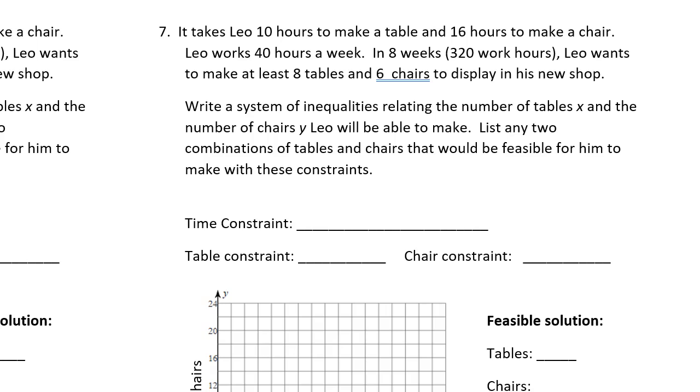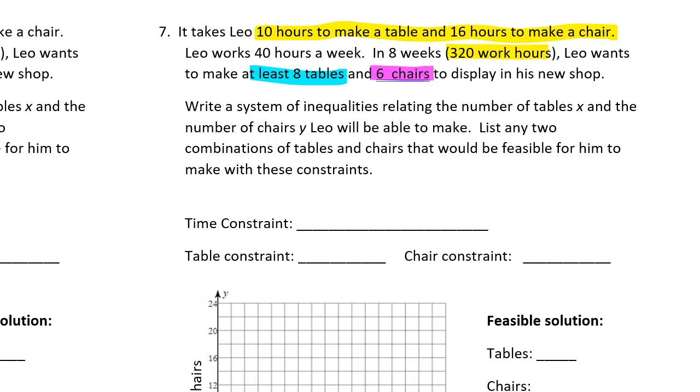So first off, we're going to have a time constraint. What does that mean? Well, if we look at Leo, it takes him 10 hours to make a table and 16 hours to make a chair. Now, he does work 40 hours a week, but we're looking at 8 weeks, so 320 work hours is what he has available. And then he wants to make at least 8 tables and at least 6 chairs, is how you can read that.